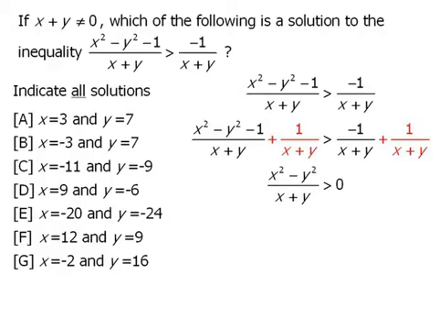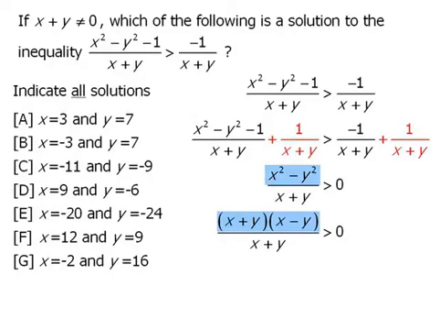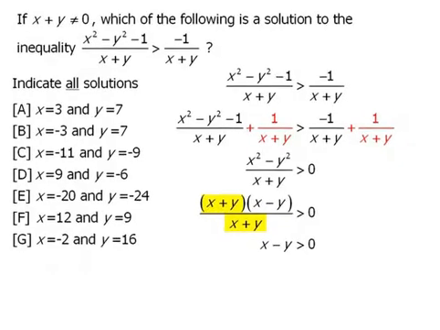We can further simplify this by recognizing that the numerator can be factored as follows. And at this point, we have x plus y in both numerator and denominator. As such, we can eliminate these expressions to get x minus y is greater than 0. And finally, if we add y to both sides, we get x is greater than y. So our inequality simplifies to be x is greater than y.